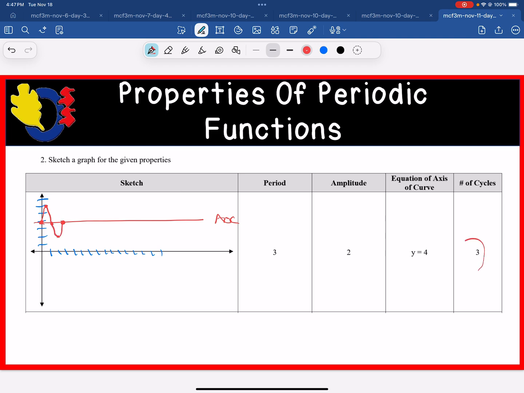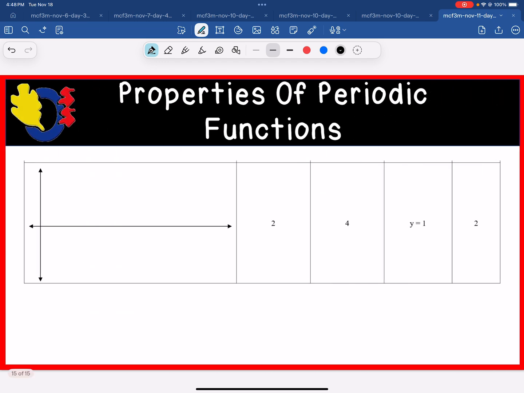Okay, but I need to make 3 cycles over here. So my next cycle, again, every 3, halfway in between is a turning point. So I'm going to go up here, down here, 2 boxes. There's my second cycle. And again, every 3, halfway between is my turning point. There's my max, there's my min. My amplitude is 2. And there's my third cycle.